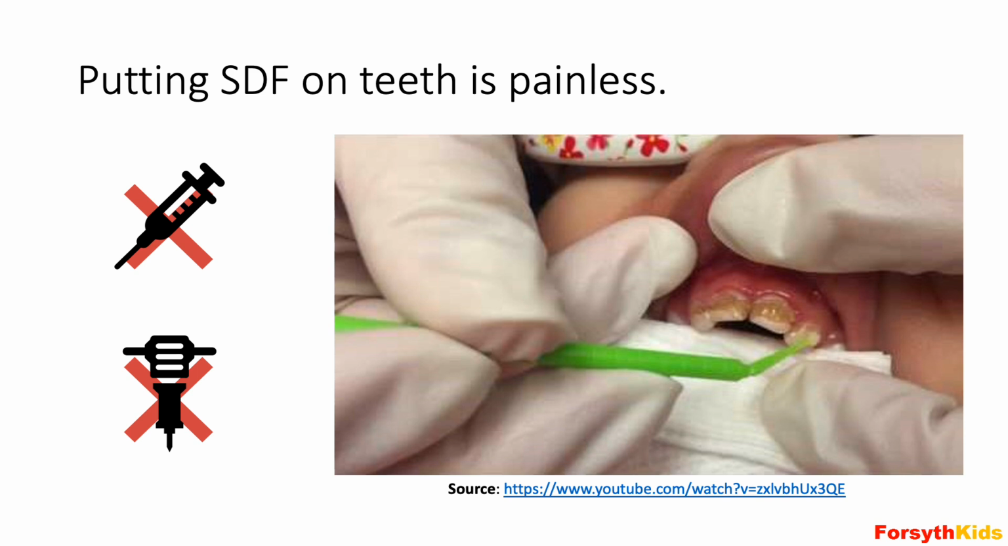Once everything is ready and prepared, the tooth is dried and the SDF is painted on with a little brush, like you see in this picture. We want about 1 minute of painting the SDF on the cavity so the SDF can soak in and reach all the parts of the cavity.